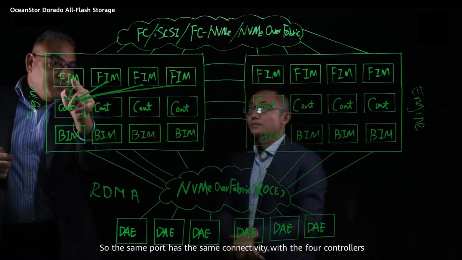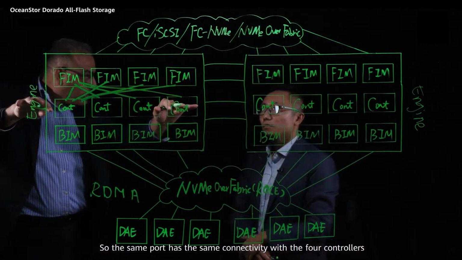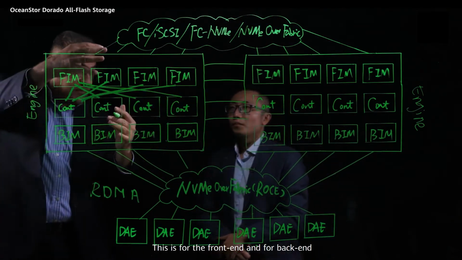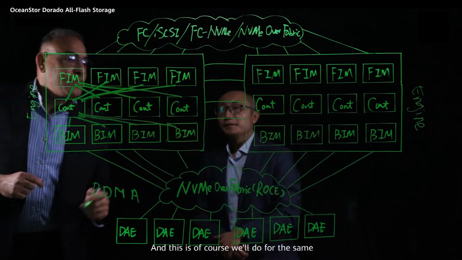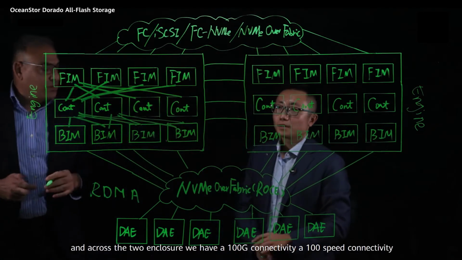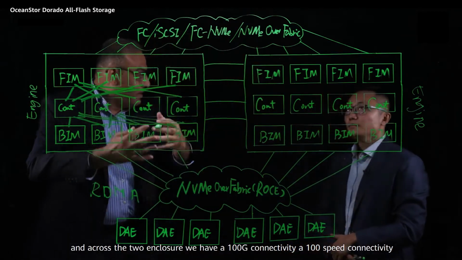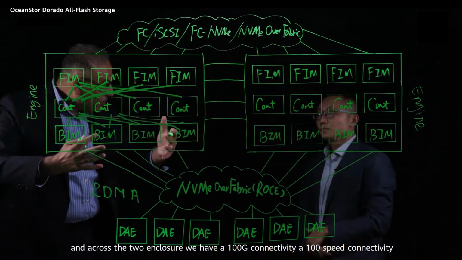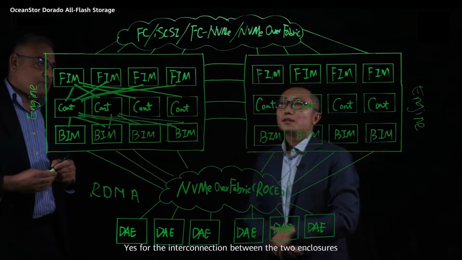So the same port has the same connectivity with the 4 controllers. Exactly. This is for the front end and even for the back end. Yes, you're right. And this, of course, will apply for the two engines. Yes, exactly. And across the 2 enclosures, we have 100G speed connectivity, for the interconnection between the two enclosures.